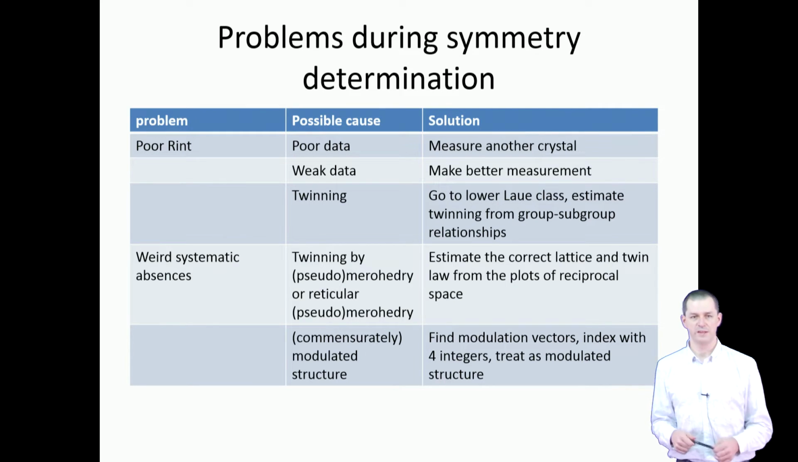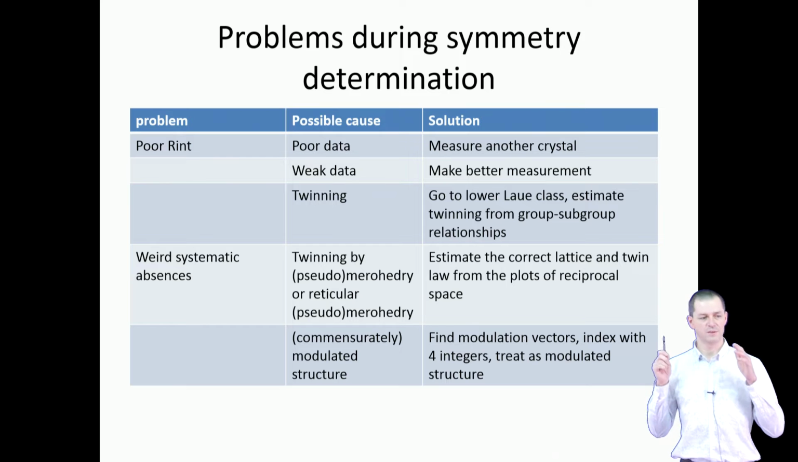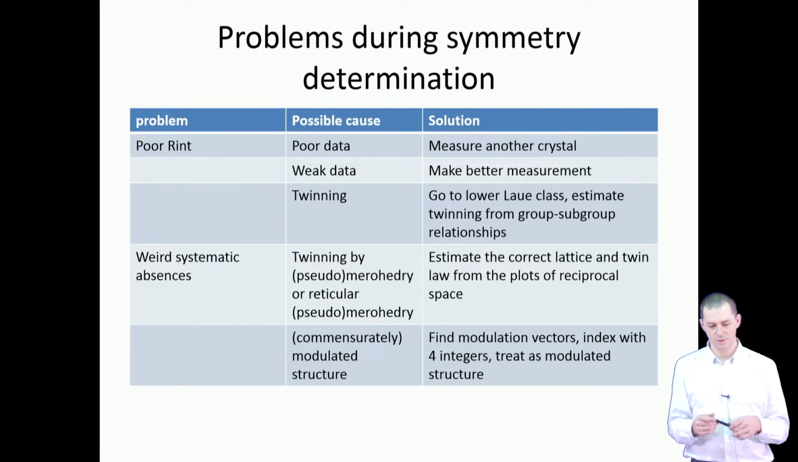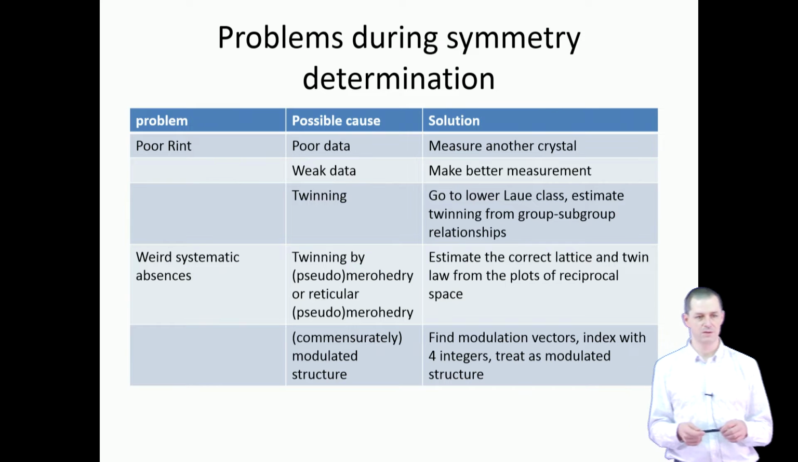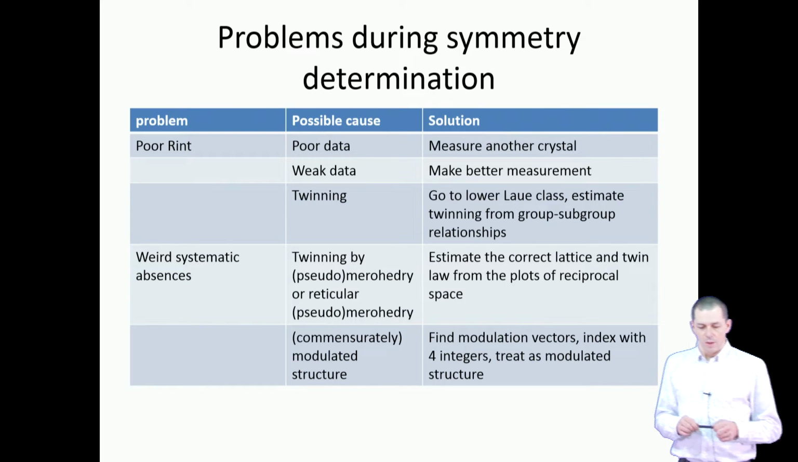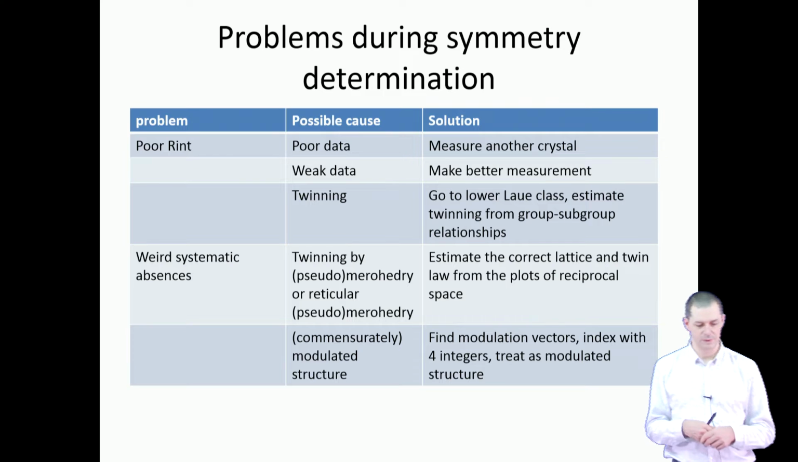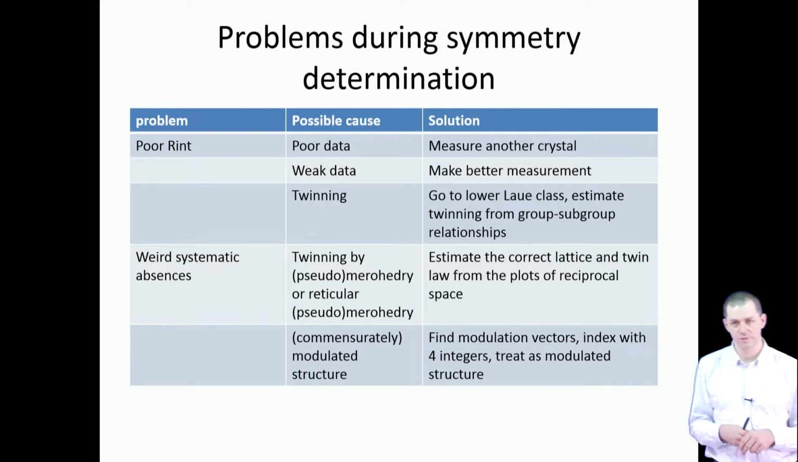You may have weak data, so the data set is essentially okay, but the reflections are so weak that the statistical error on the measurement is so large that the R-int is large. You can make a better measurement. In some cases, you can just live with it. You may still get acceptable refinement and acceptable structure model from weak data.